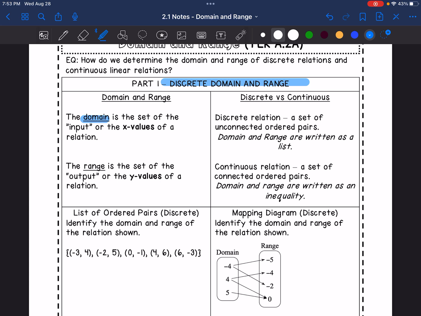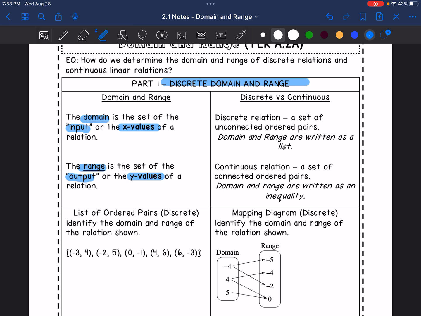So domain is the set of the input or the x values of the relation. That's what's being put in. Range is your output or your y values. So it's what you get after you have put in your x values. Okay, so your y values depend on what your x values are.